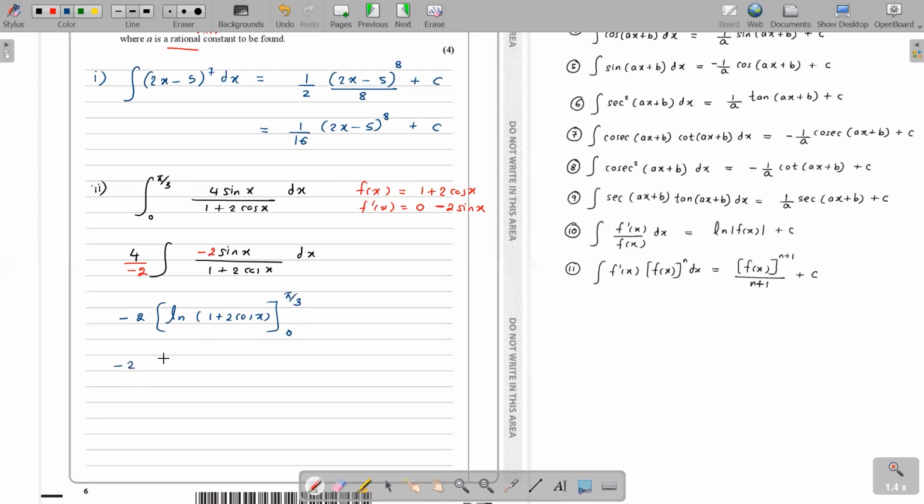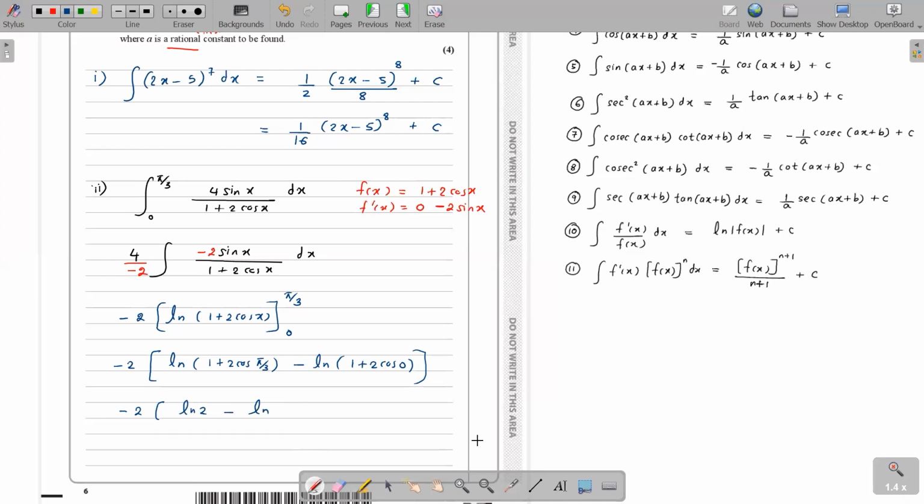Input your limits: minus 2 times ln of 1 plus 2 cos pi over 3 is the first value, minus ln of 1 plus 2 cos 0. Make sure your calculator is in radian mode. What's cos pi over 3? We get half. Half times 2 is 1. 1 plus 1, I get ln 2.